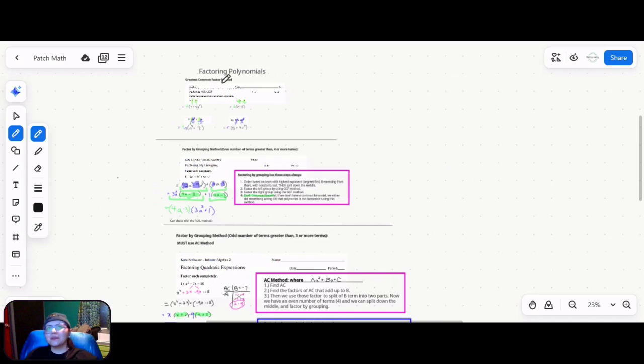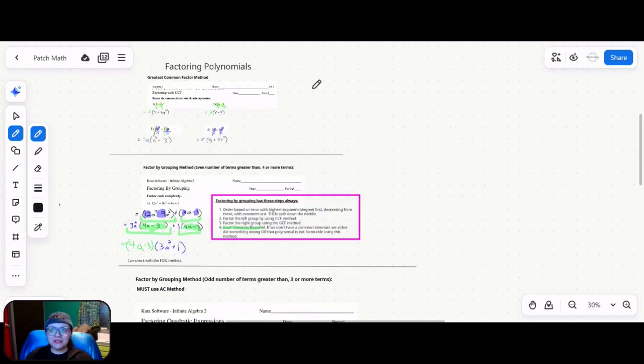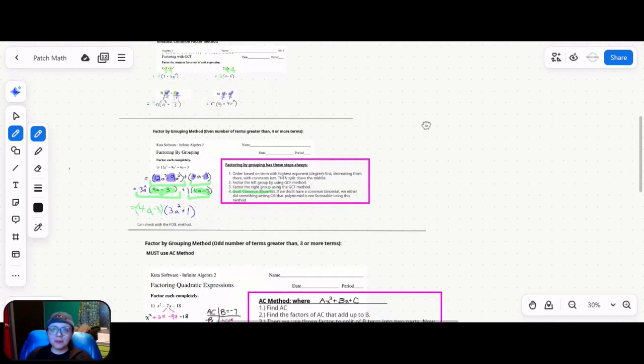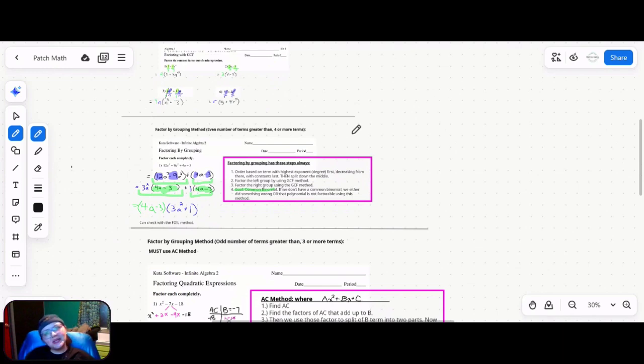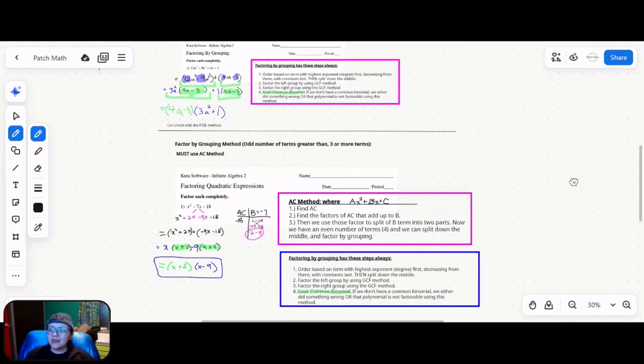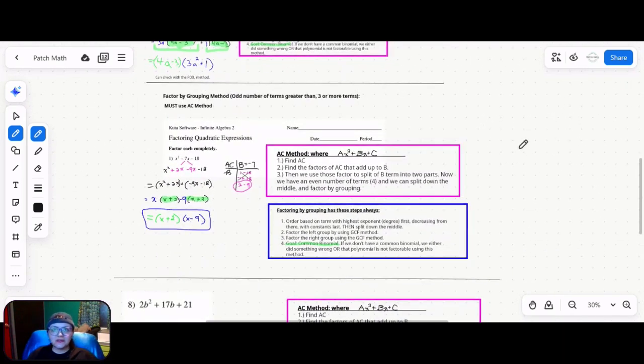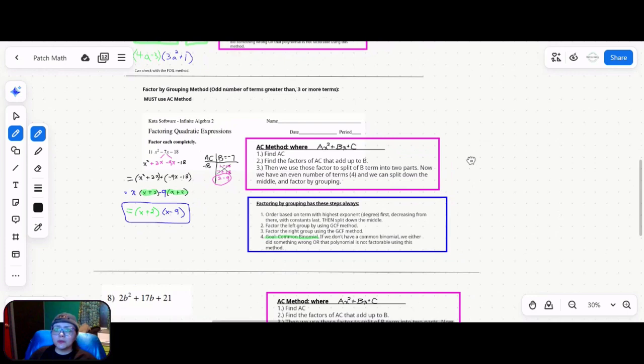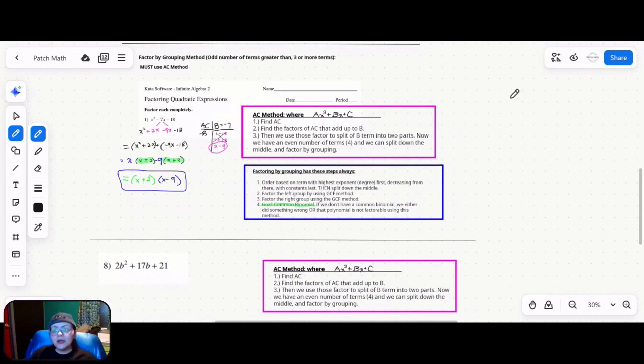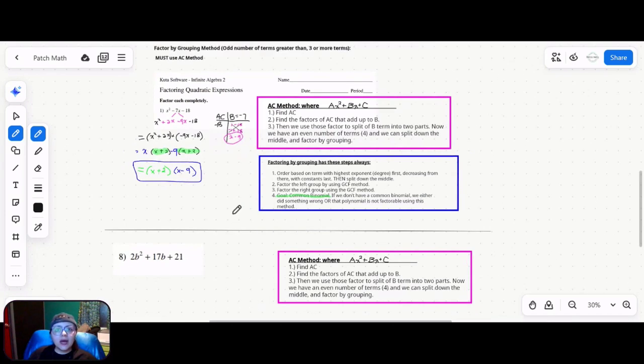So far, we've been factoring polynomials using the GCF method, and factoring by grouping when we have an even number of terms. And then in the last video, we just discovered how to factor by grouping with an odd number of terms. The AC method is what we use for quadratics, but it will apply to things that are quadratic-like in nature. Looking here, number 8 is another problem that we need to use the AC method on.